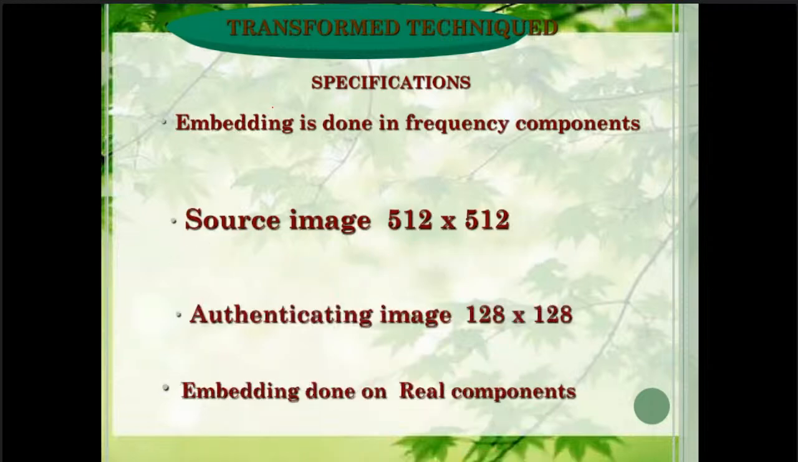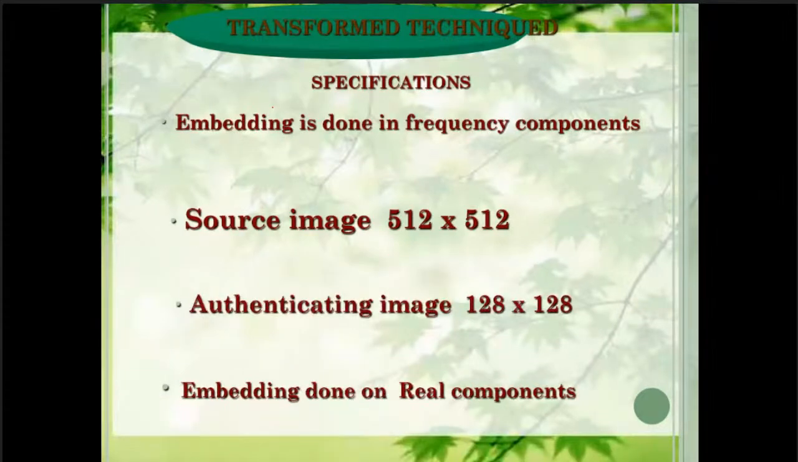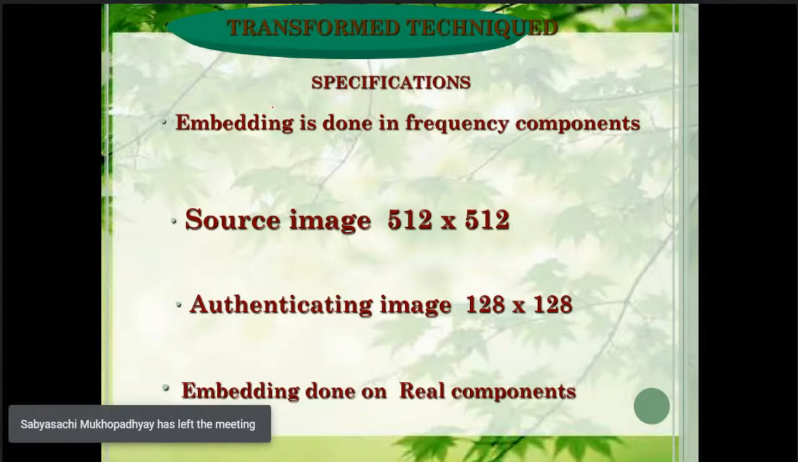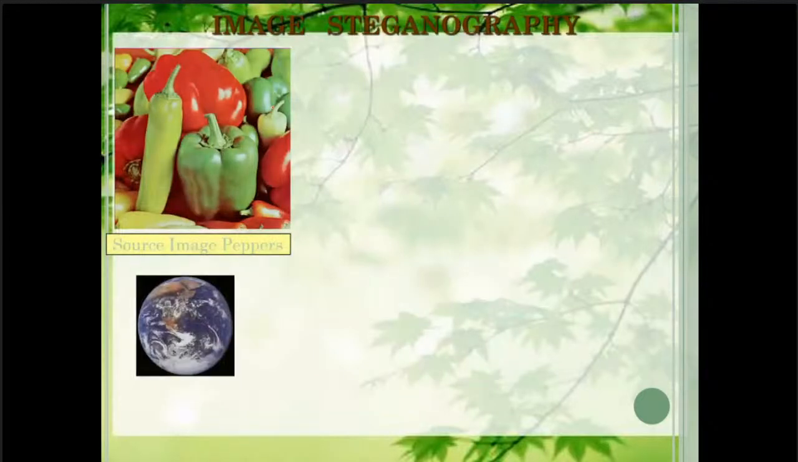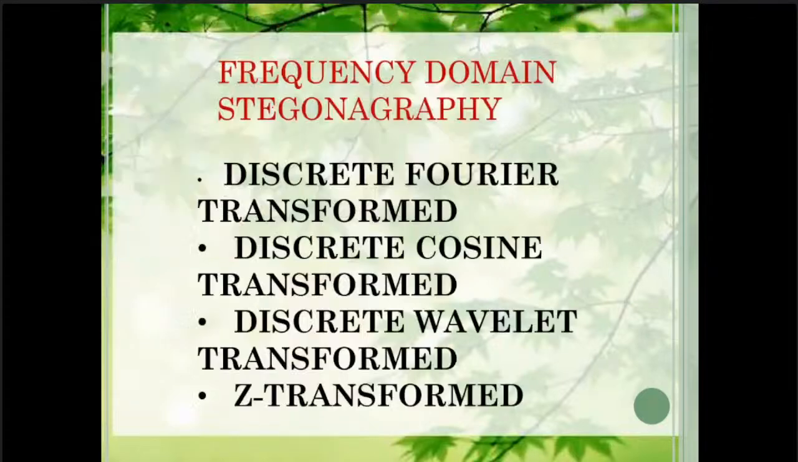So now if we go to the frequency domain, normally we have used an image size of 512 cross 512 pixels and an authenticating image mostly 128 cross 128, and we are normally embedding into the real component, because when we are transforming the image from the spatial domain to the spectral domain, all the frequency components that we are considering, we are embedding into the real components only. We are not considering the imaginary component here, at least for this talk. You see, these are some of the examples of that.